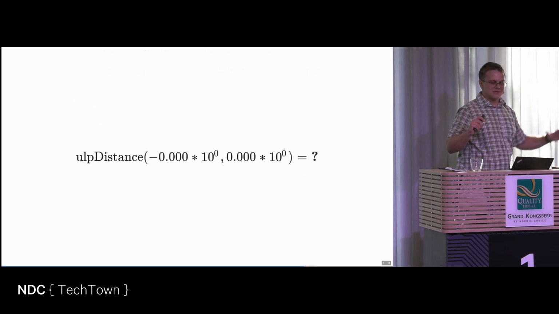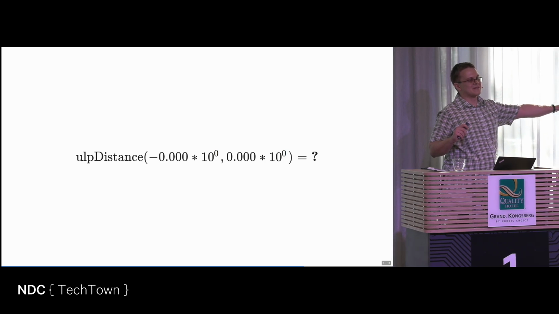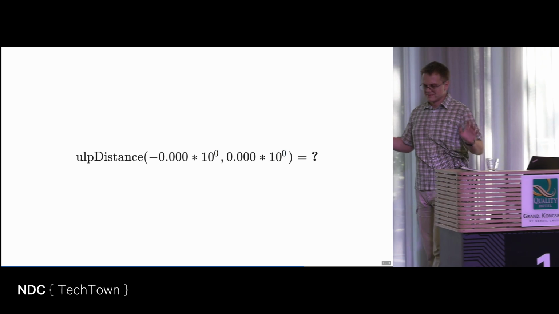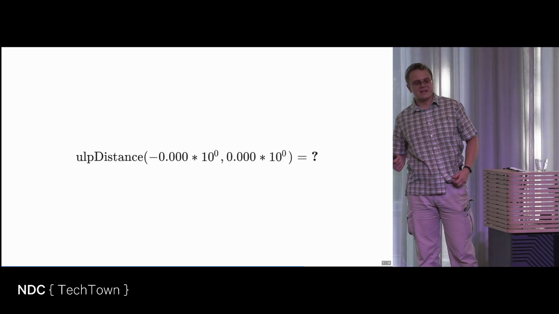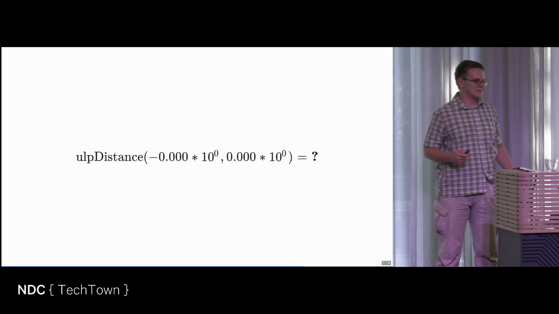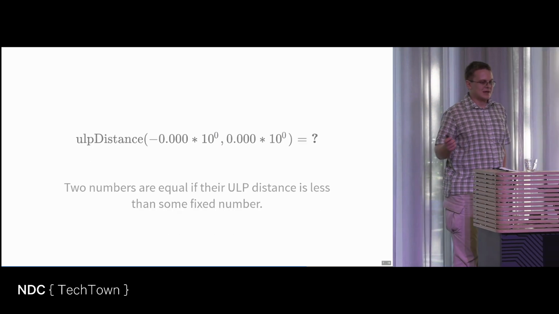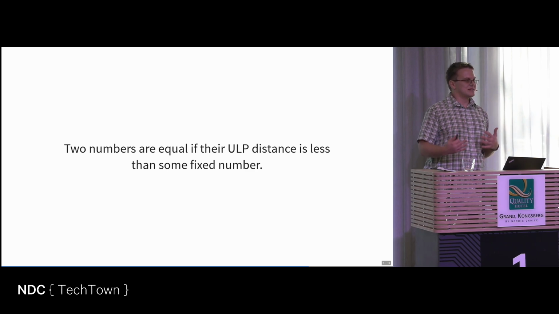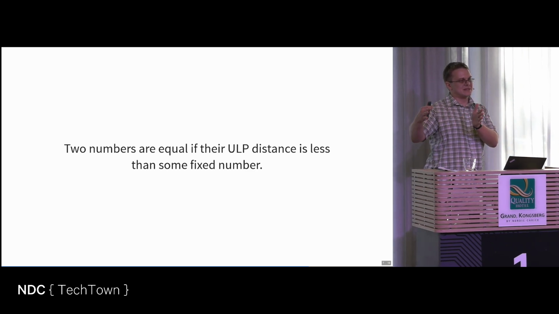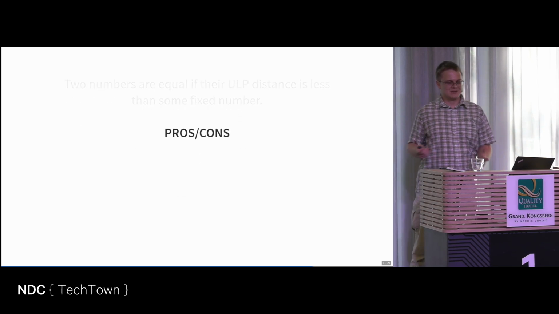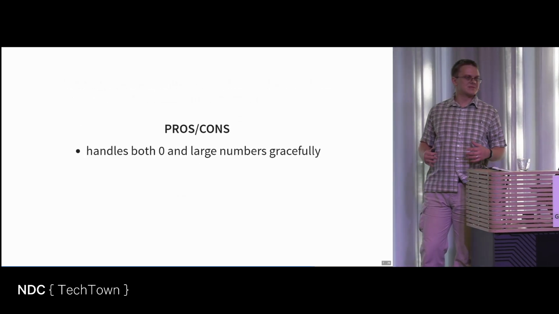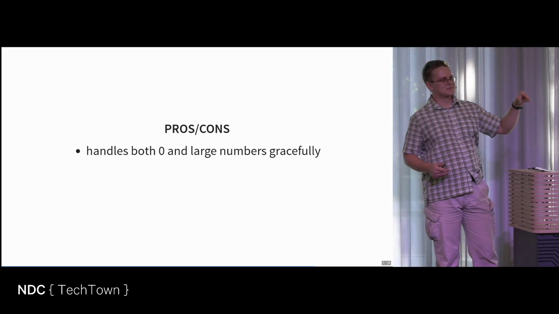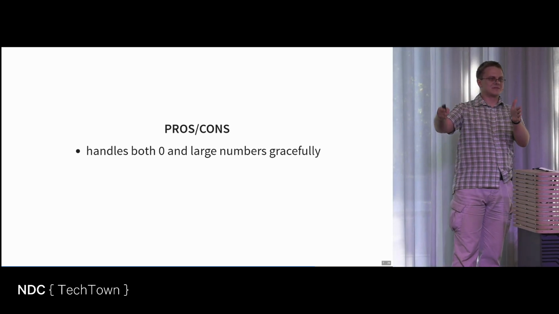Brief aside, what's the distance between zeros, negative and positive? I don't know. It depends on how you define this. Just check with the library you are using for comparisons what they do here if you need this. Now, two numbers are equal if their ULP distance is less than a fixed number that you picked ahead of time. This is great, because it handles both 0 and large numbers gracefully. You say it's within 4 steps. Okay? 1 step, 2 step, 3 step, 4 step.